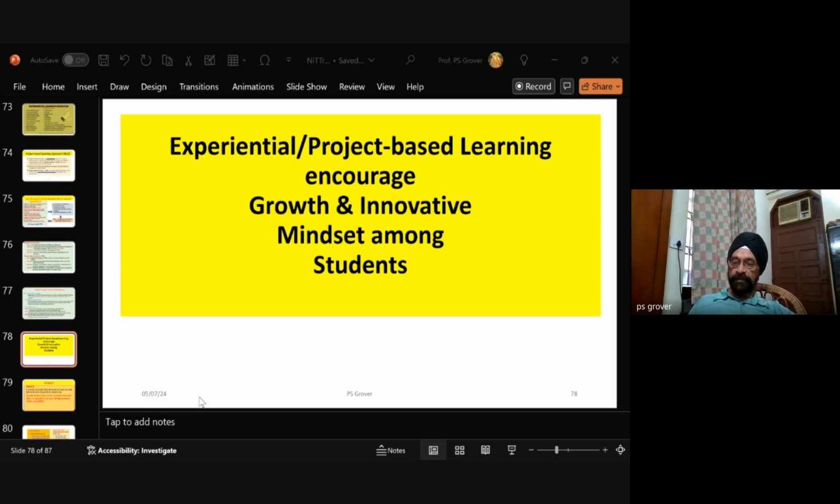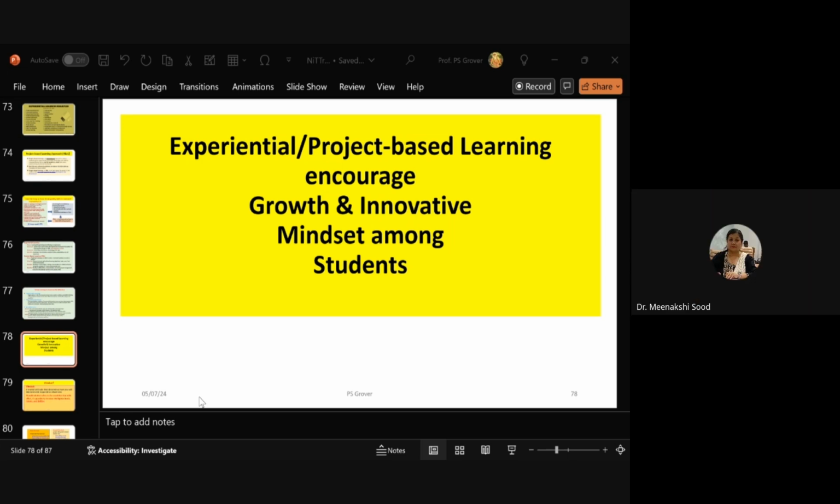ये हर एक के लिए एप्लीकेबल नहीं है, लेकिन अब हमें NEP से इस पर फोकस करना है, because this is what gives the student success in life. Thank you so much, sir.